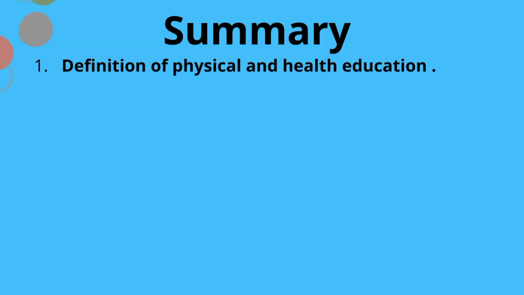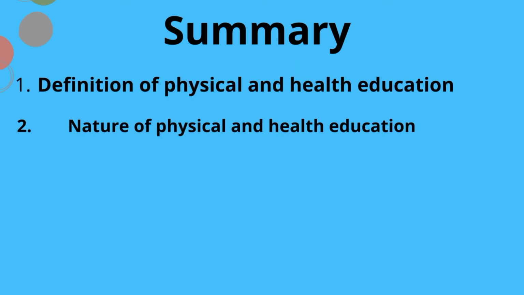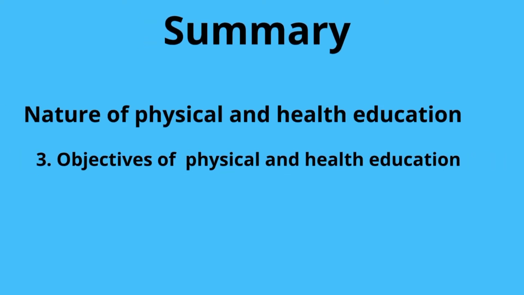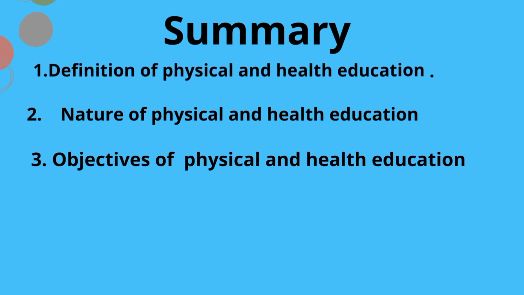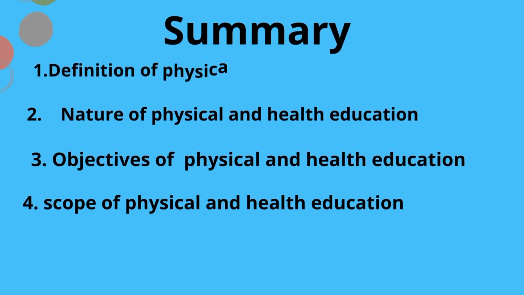So, in a nutshell, we talked about the definition of physical and health education. We defined physical education as the study of man and his movement capabilities in various environments. I also talked about the nature of physical education as a science which emphasizes the knowledge of structure and function of the human body. Then I talked about the objectives of physical education as a subject which explains why we study human movement, and I listed a couple of objectives. Then lastly, we talked about the scope of physical education, and I said scope refers to the areas that the subject covers, and we also listed the various broad areas of physical education.